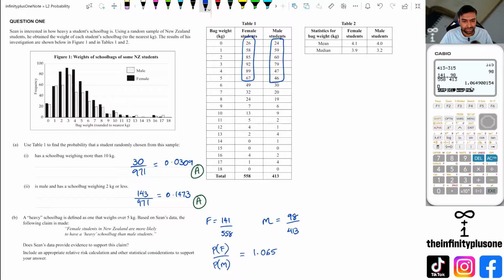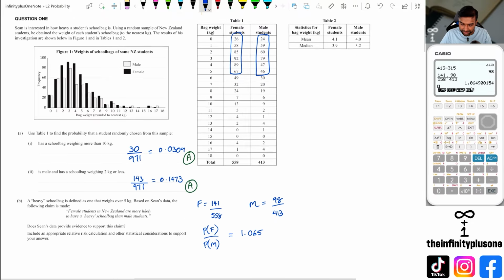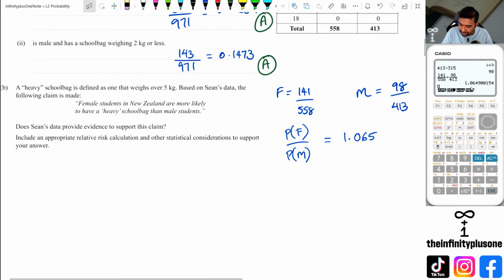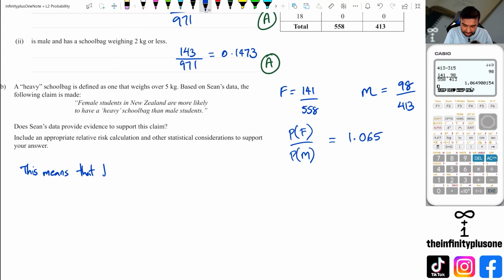Like, this statement, whenever I look at it, I go, it's more likely. That means we're quite sure about it. But in this case, it's only like 6% above. So what we're going to say is just write a little statement first off. So this means that females are 6% more likely. Now you might be wondering, hang on, where did I get that 6% from?